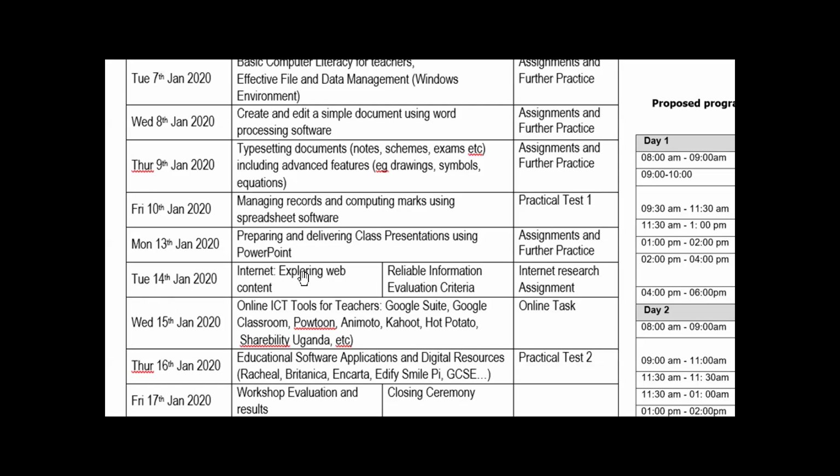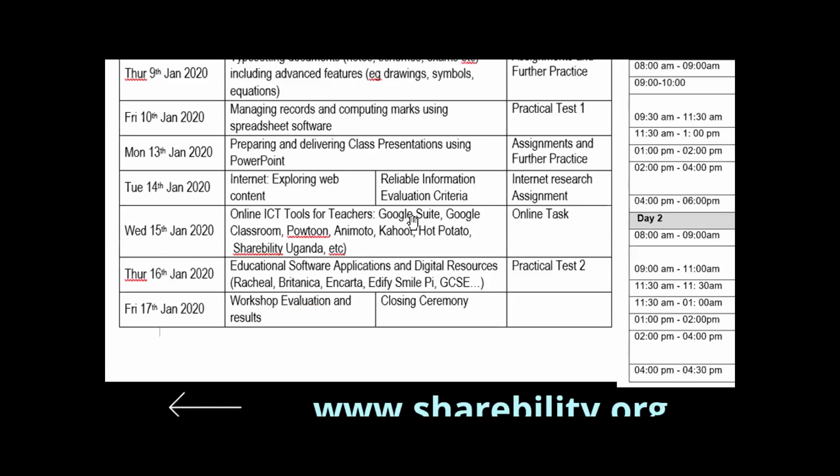Then we went into the internet. We looked at how you use the internet. How do you search for reliable information? Then we went into online tools for teachers like Google Suite, Kahoot, Hot Potato, digital libraries like Rachel and Britannica. We explored all of these. And this is what we managed to do within 2 weeks.